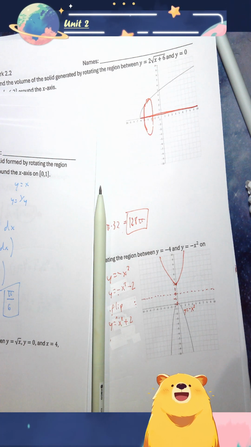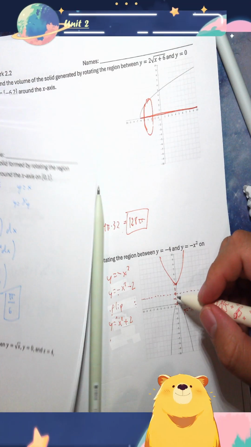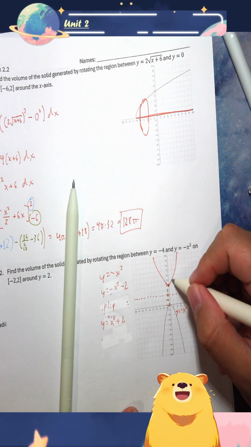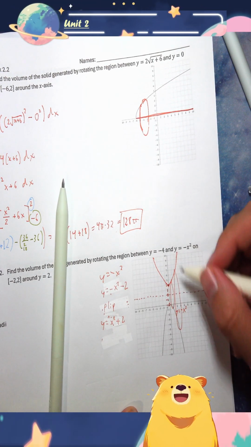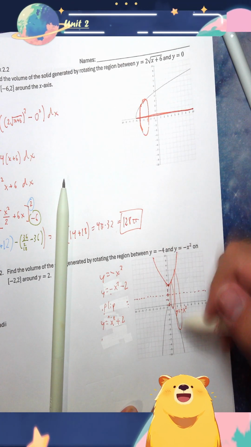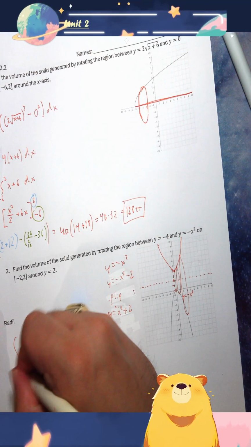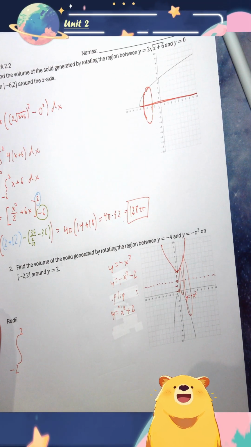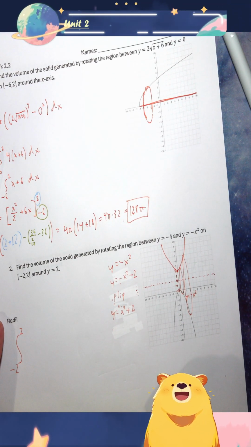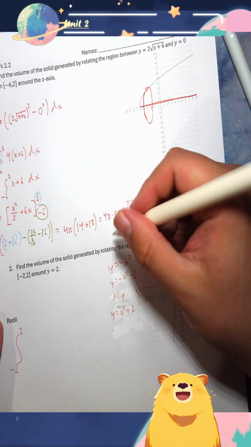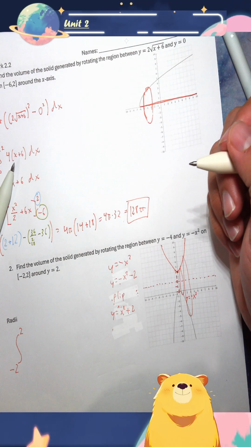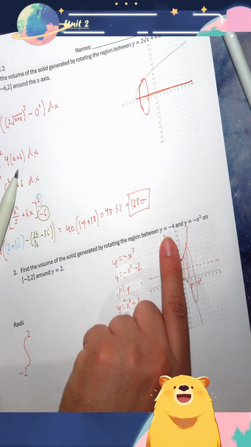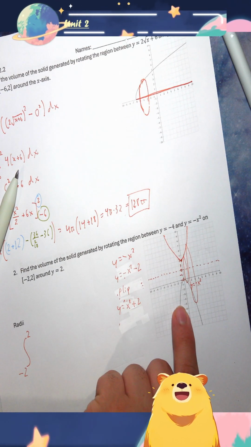And then it says y is equal to 2, so it's an x-axis line. So you're still doing the washer, I mean the disk, in this sort of way. So -2 to 2, and this is all the outermost, because it says, okay, between y is equal to -4. So -4 is here.